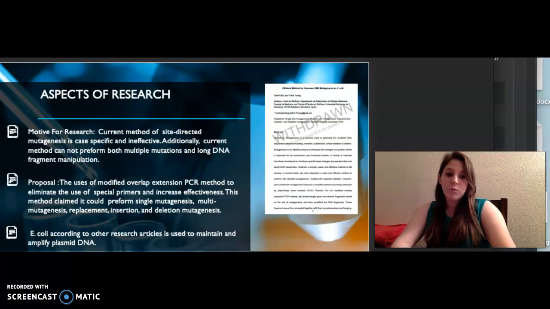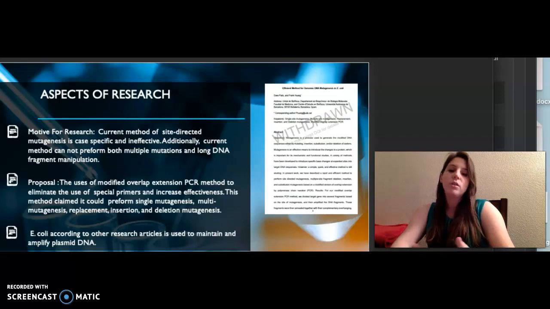So his proposal was to use a modified extension method of PCR, polymerase chain reaction, to invoke a simpler yet effective method. Due to his misconduct, this was not true. However, it suggests that it can do multiple desired mutations on genes, and these included deletions, insertions, and substitution mutations.